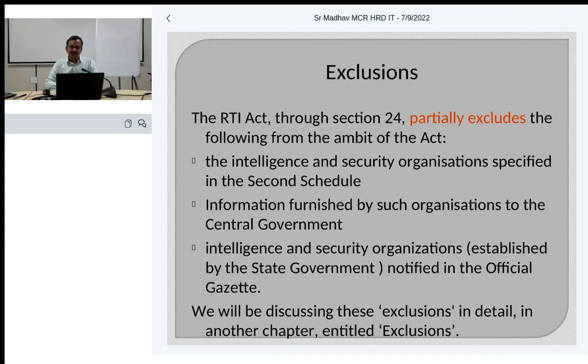And the maximum timeline for seeking approval is 45 days in this case. So only after approval by the concerned Information Commission can the public authorities provide information in this regard. So routinely, they need not disclose information unless it is related to allegations of corruption or allegations of human rights violations.